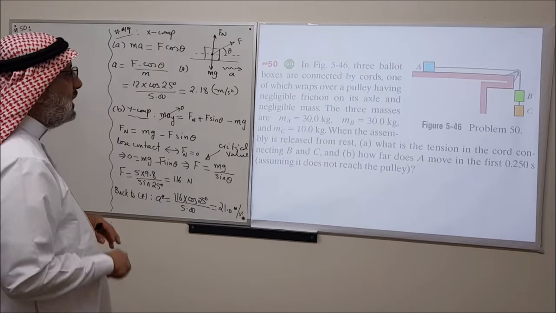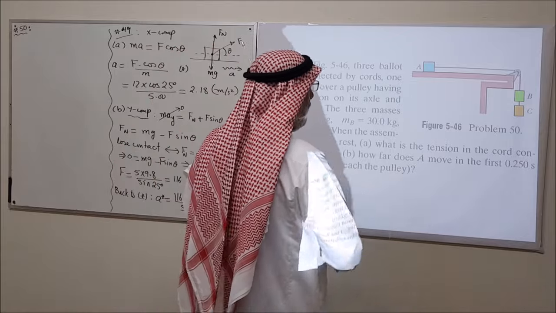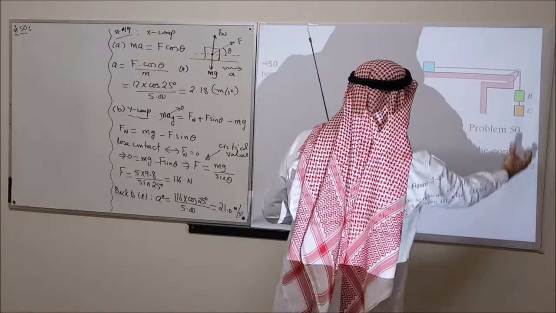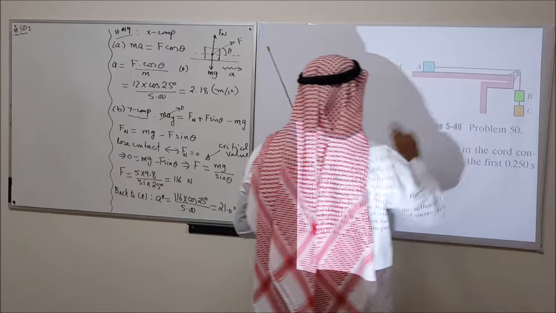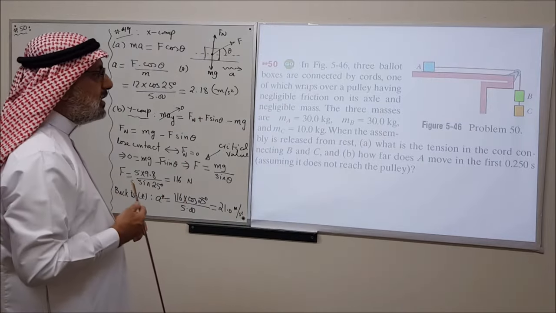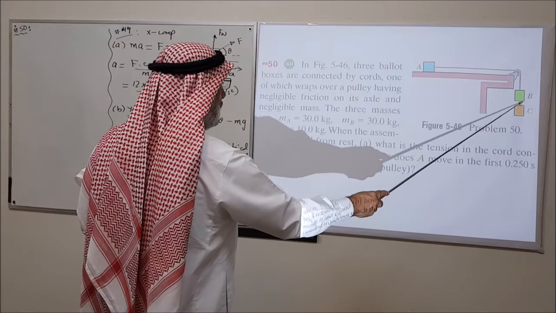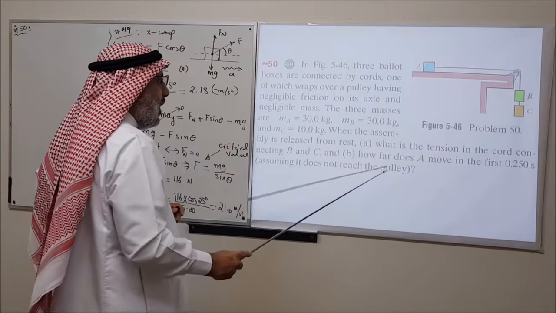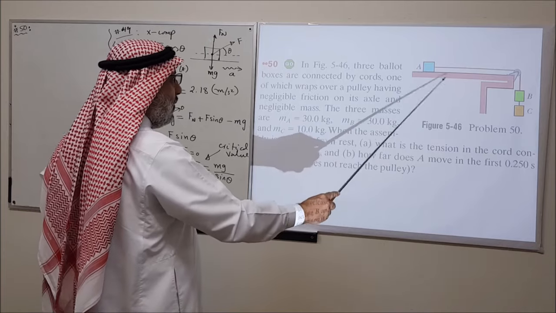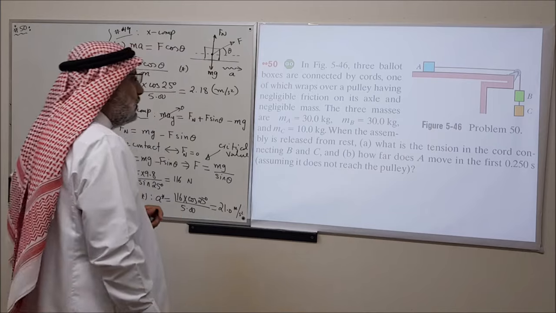When the assembly is released from rest, what will happen? If this is a frictionless surface, the assembly will move that way. This will fall down and that will move to the right. So when the assembly is released from rest, what is the tension in the cord connecting B and C? What is the tension in this cord? How far, that is the distance, how far does A move in the first quarter second, assuming it does not reach the pulley?